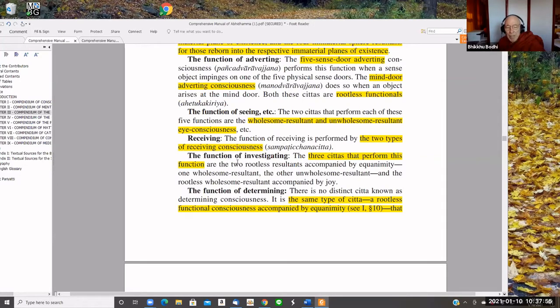The investigating consciousness, the function of investigating: we have three cittas that perform this function. Two are rootless resultants accompanied by neutral feeling. If it's an agreeable object, it'll be a wholesome resultant. If it's a disagreeable object, an unwholesome resultant. But if it's an especially agreeable object, then it will be a wholesome resultant investigating consciousness accompanied by joy.